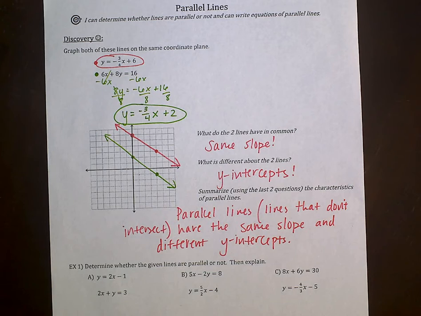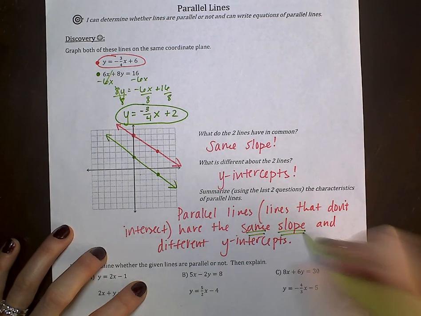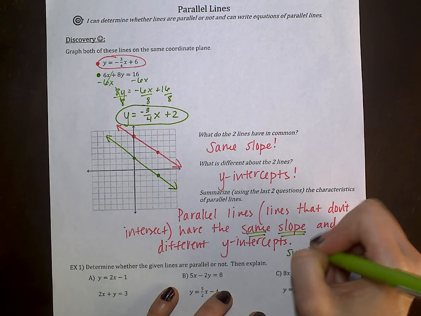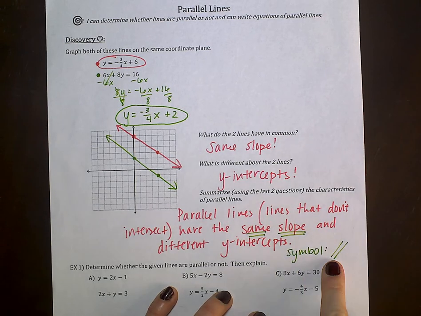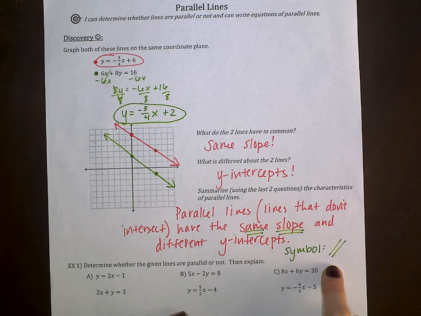And the big part of that, you guys, is that they have the same slope. Honestly, if you can remember that one big thing, you should be okay for today as long as your old skills from this unit are intact. Okay, so parallel lines have the same slope. You might see me use this symbol for parallel, and it just looks like two sideways lines. That's the symbol for parallel. If you see me use that, I'm just being lazy and using a symbol.